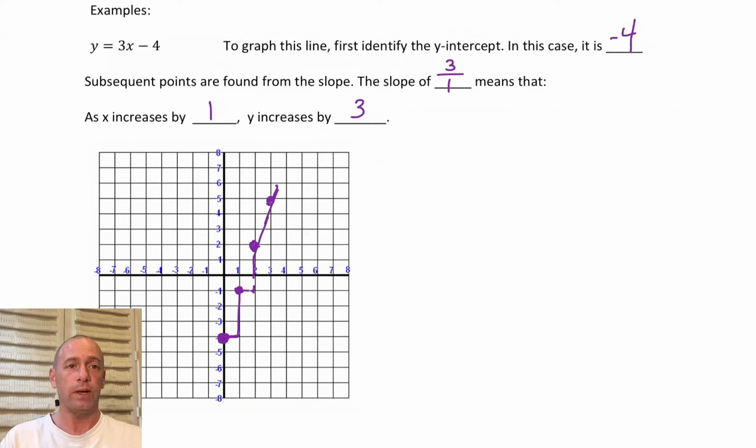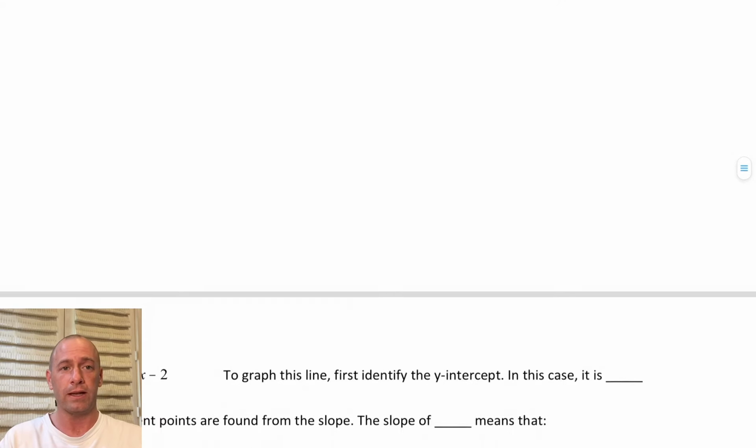And you see, we connect our points, and we get the line y equals 3x minus 4. And that's the same line you would get if you were to choose random values for x and complete a table of values.